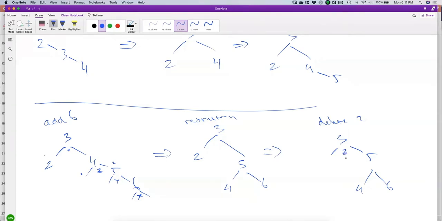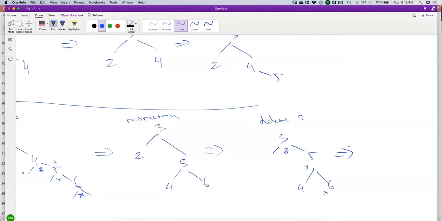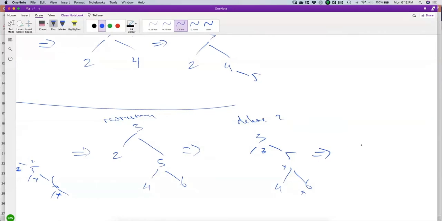And then if we are going to restructure it, then the Y is going to be the taller child of Z. And then the X is going to be the taller child of Y. And if they are of the same height, it's going to be on the same side of Y as Y is to its parent. So since Y is the right child of Z, then X, we're going to take this one. So after restructuring, what we're going to do is rotate this, right?